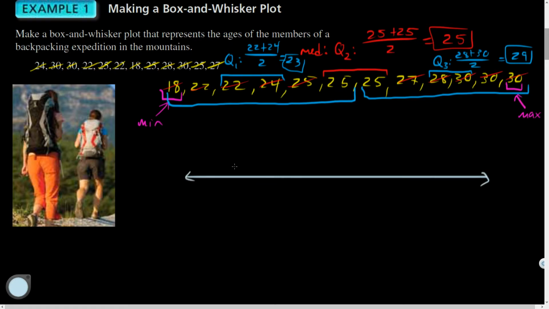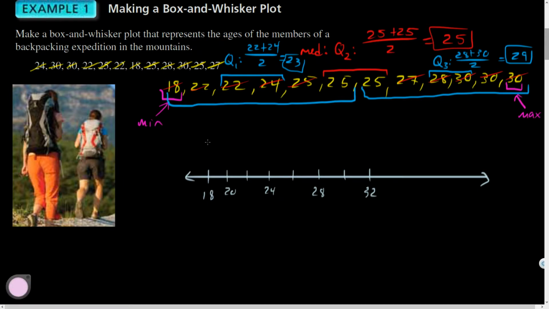So if I want to make my Box-and-Whisker plot, my lowest number is 18, so I definitely got to have 18 in there. My highest number is 30. I think I could get away with kind of counting by 2s. So I'll have 20, 24, 26, 28, 32. I didn't space it out very good. That's fine. And so now it's time for my Box-and-Whisker.